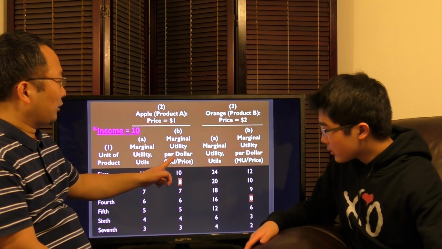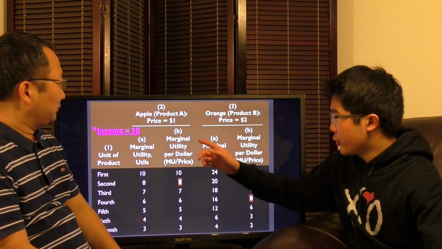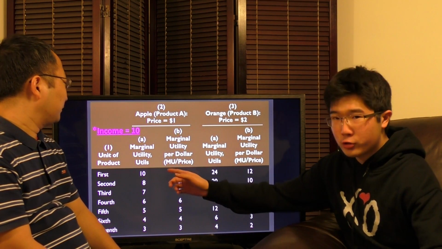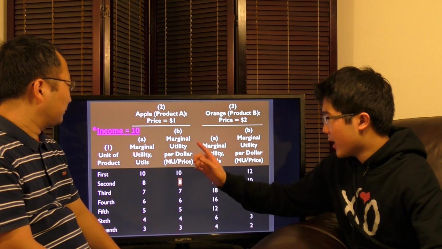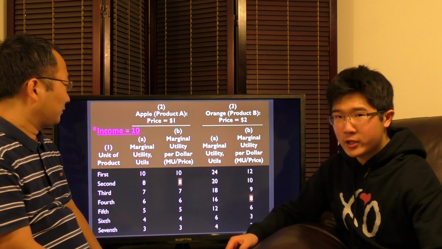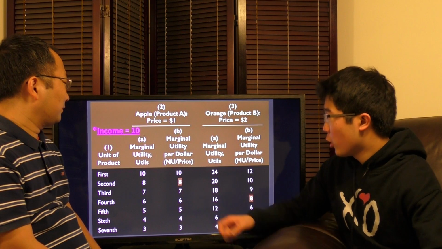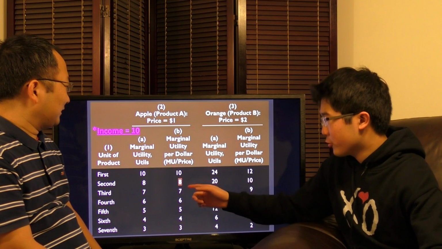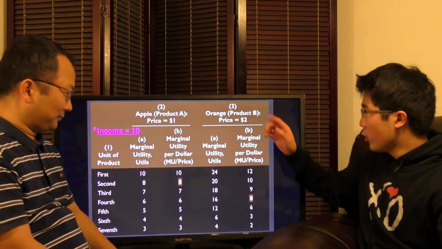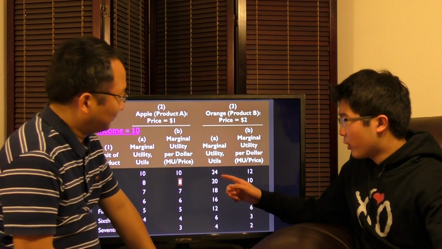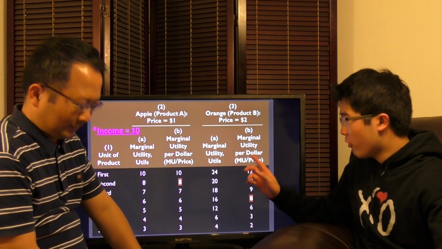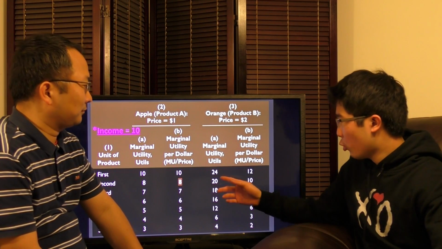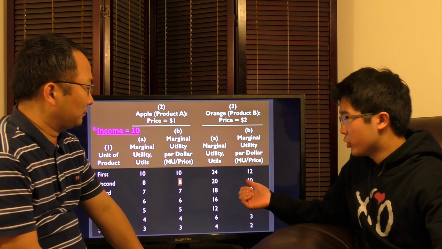For apples, we're looking at the marginal utility per dollar for each number of apples you could buy. For one apple, it would be 10 marginal utils per $1, so 10 marginal utils per dollar. For the second apple, you get an additional 8 utils for an additional dollar, so 8 marginal utils per dollar, then 7 for the third, and so on. For oranges, the first orange gives 24 marginal utils, but you pay $2, so it's 12 marginal utils per dollar. For the second orange, you pay another $2 but only get 20 marginal utils, so it's 10 marginal utils per dollar.